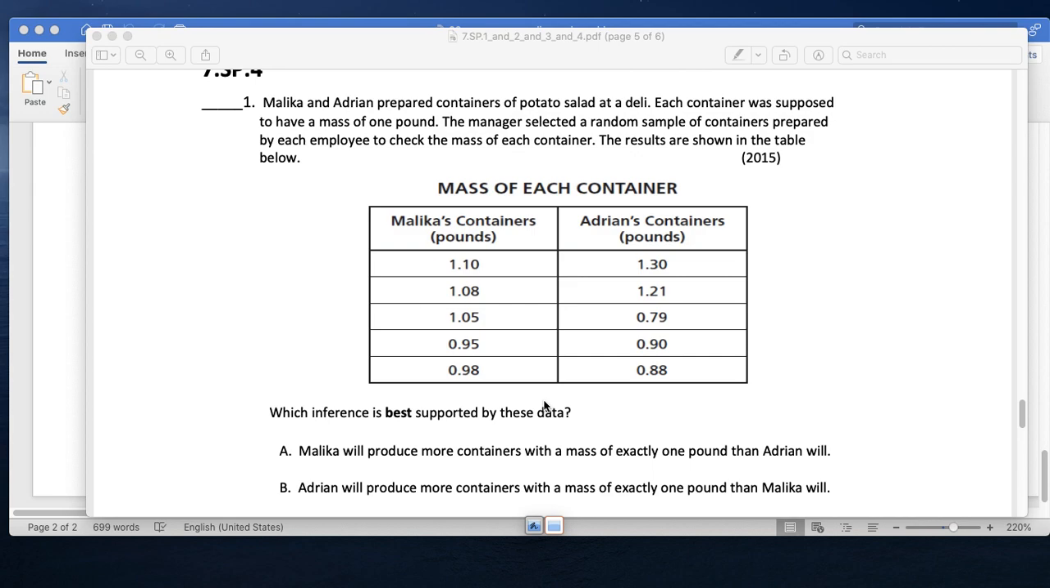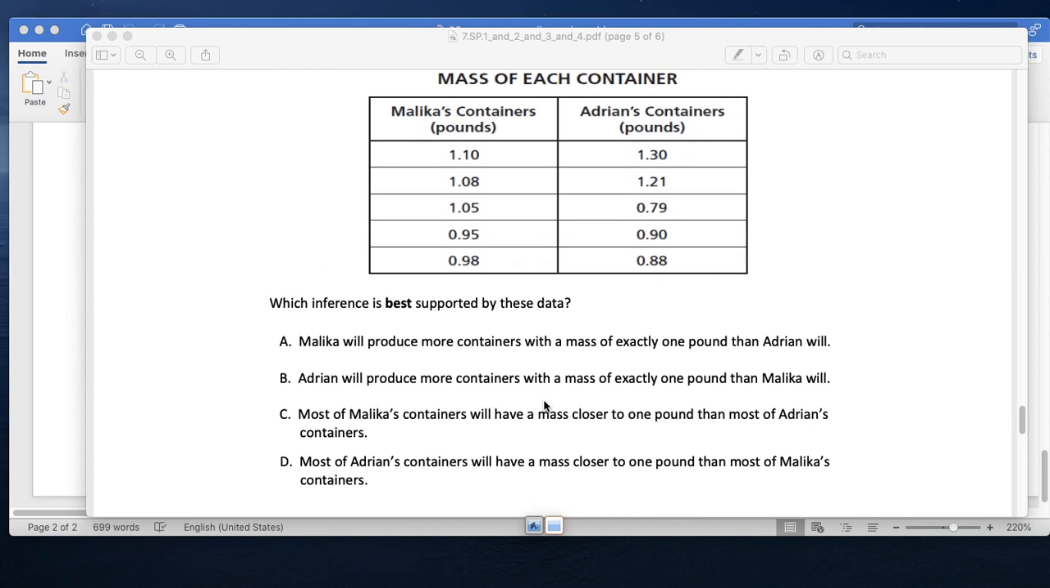Malika and Adrian prepare containers of potato salad. Each container was supposed to have the mass of 1 pound. The manager selects a random sample of containers prepared by each employee to check the mass of each container. The results are shown in the table below. So you're supposed to give customers 1 pound.